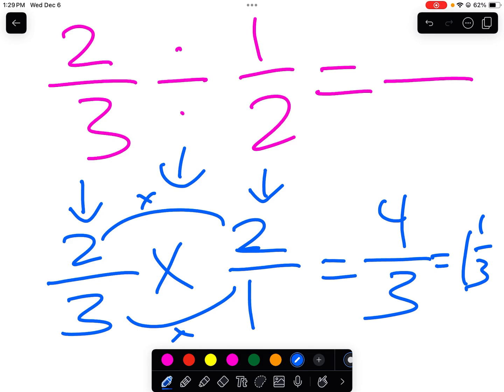Now you have the tools in your toolbox to understand how to multiply and divide fractions. More videos are coming with examples, and I hope you have fun with your own multiplication and division of fractions.